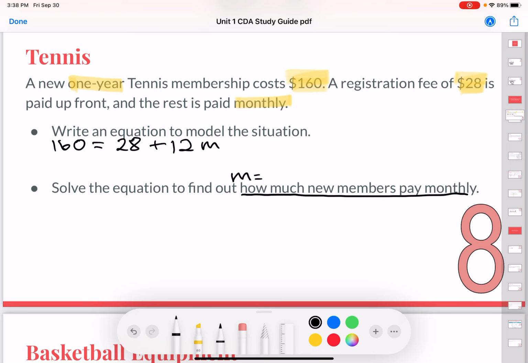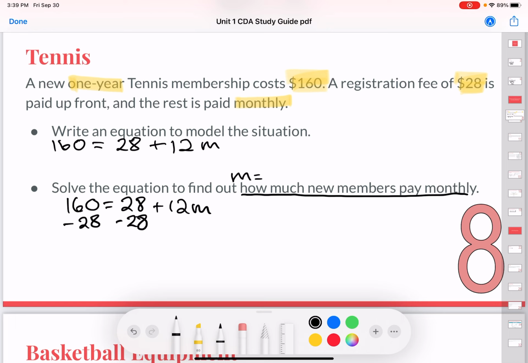So 160 equals 28 plus 12M. Now I can solve it the way that I would any multi-step equation. I'm going to write it down here so it's easy for us to solve it in one place. Alright, so now the two things in my way of having M by himself are 28 and 12. 28 is attached by addition, so I'm going to undo it with subtraction. Subtract 28 from both sides.